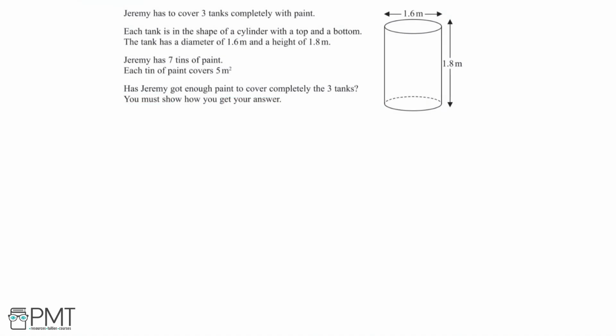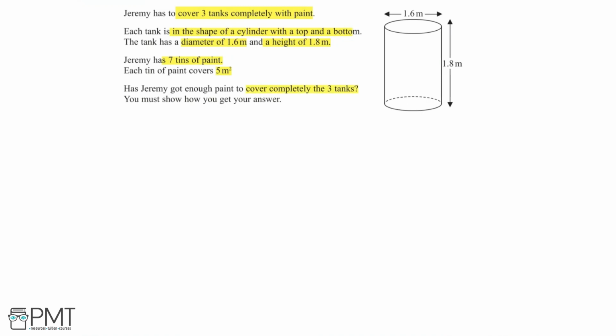In this question, we're told that Jeremy has to cover 3 tanks completely with paint. Each tank is in the shape of a cylinder, with a top and a bottom. The tank has a diameter of 1.6 meters and a height of 1.8 meters. We're told that Jeremy has 7 tins of paint, and each tin of paint covers 5 meters squared. We need to find out if Jeremy has got enough paint to cover completely the 3 tanks.